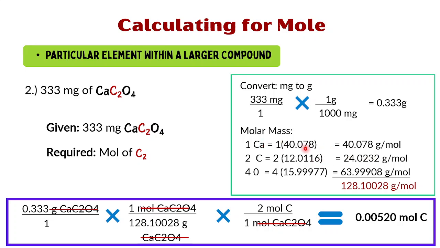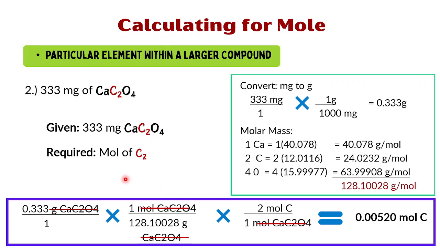So I just determine the number of atoms for each element, and then I multiply it with its molar mass. Then I add all of the atomic masses. Then I arrive at this answer, and I also don't forget the label.